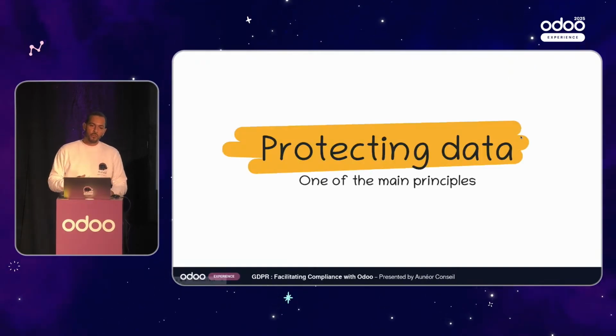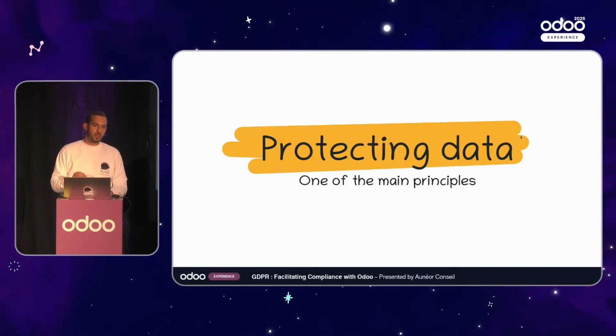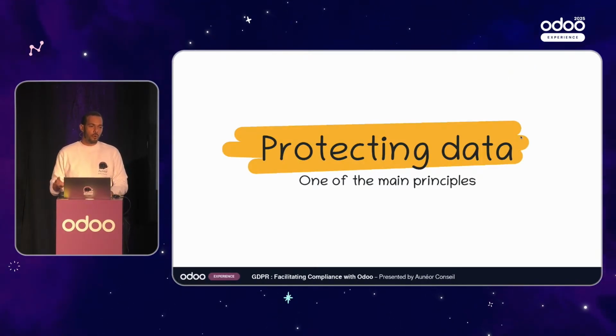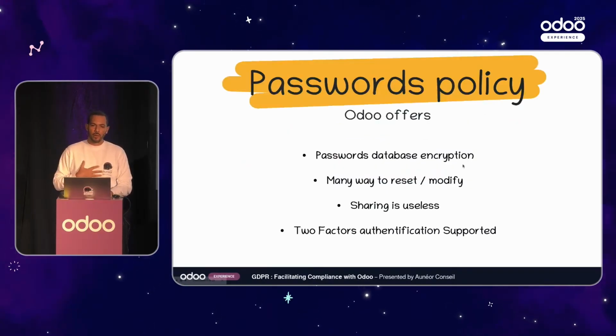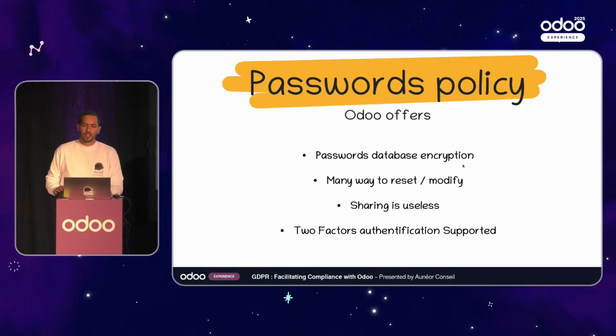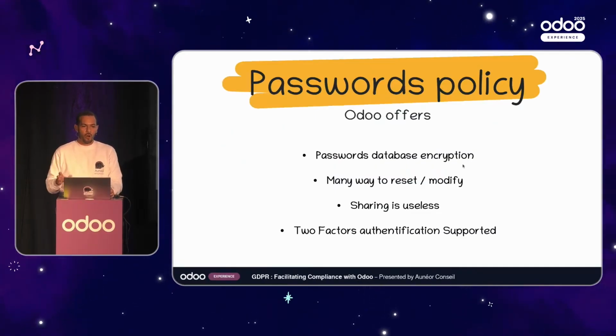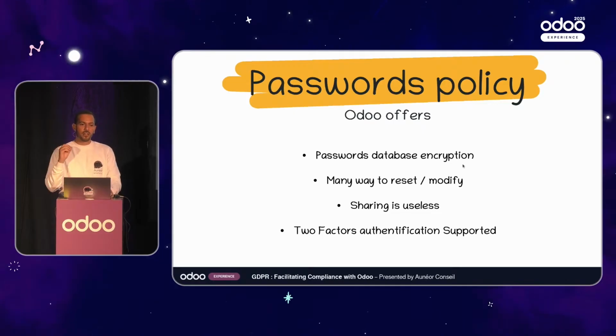One of the first points when you're speaking about GDPR is protecting the data. And of course, the first security is your password. You have to know that in Odoo, all users set up their own passwords, and this data is encrypted in the database, so not even an admin can see it.